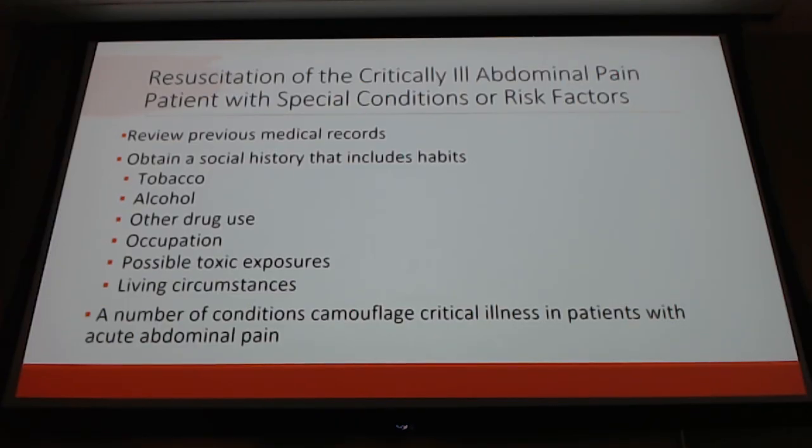We'll do a whole lecture on that. So social history, I break that down into nicotine. Technology is still old school and breaks it down to tobacco. Occupation for different types of toxic exposures, and the living circumstances can come into play with whether or not you want to discharge or admit them.